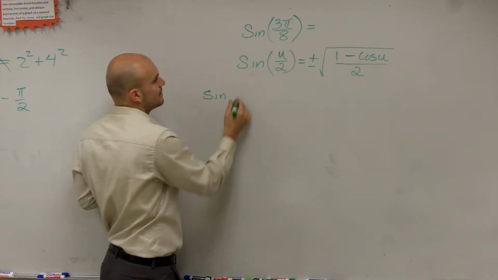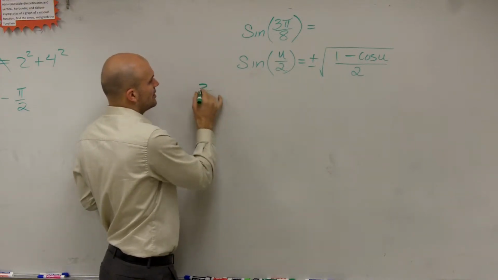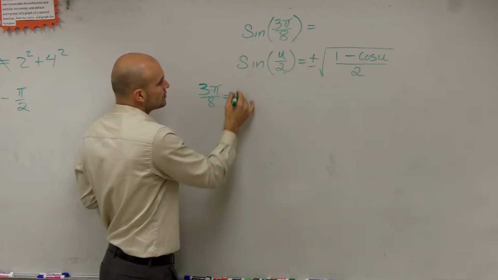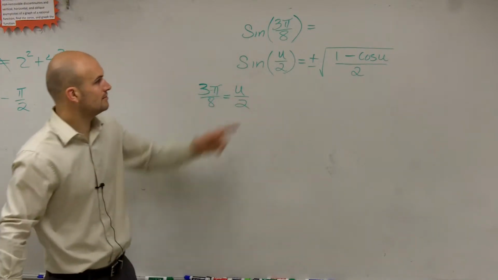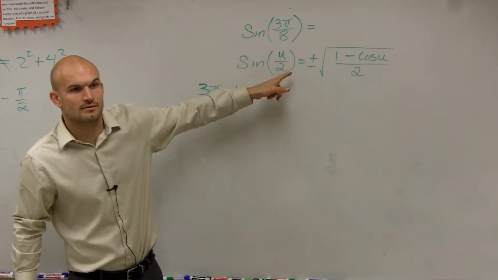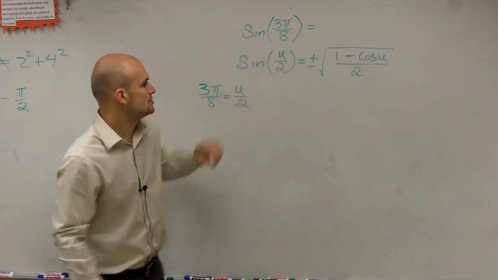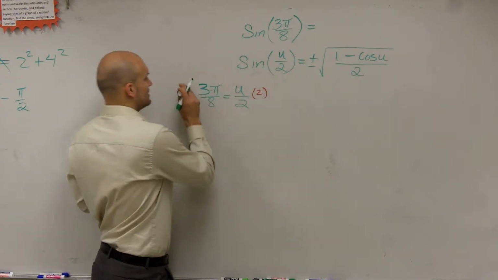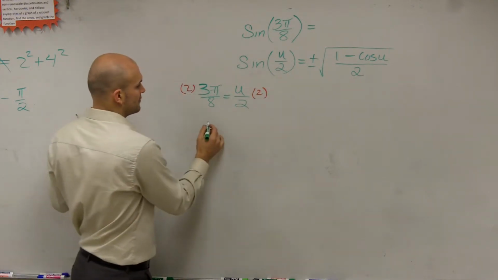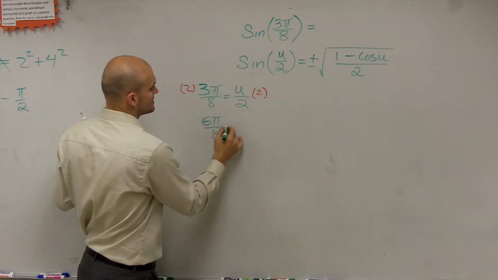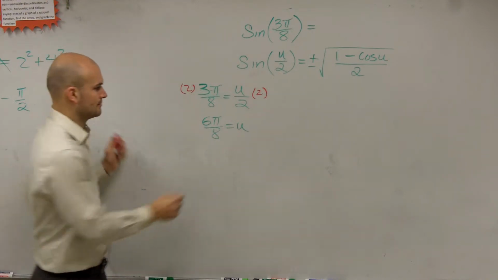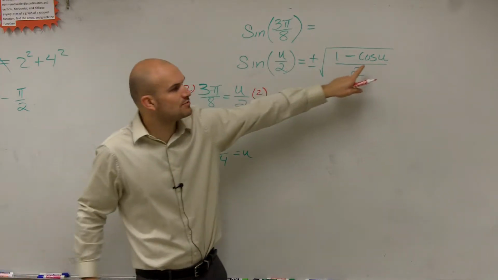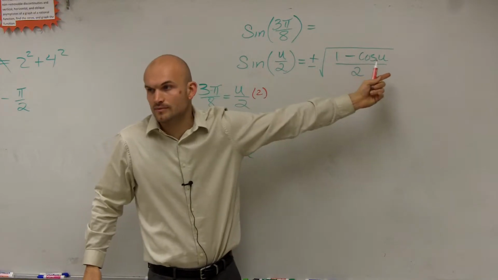let's say u is our angle, so we say 3 pi over 8 is equal to u over 2. This is equal to that. So to find out what u is, you multiply by 2. Therefore, you're going to get 6 pi over 8 equals u. So whenever we get something like this, we're trying to solve for u, because in our formula, that's what we have to plug in, right? We have to find the cosine of u.